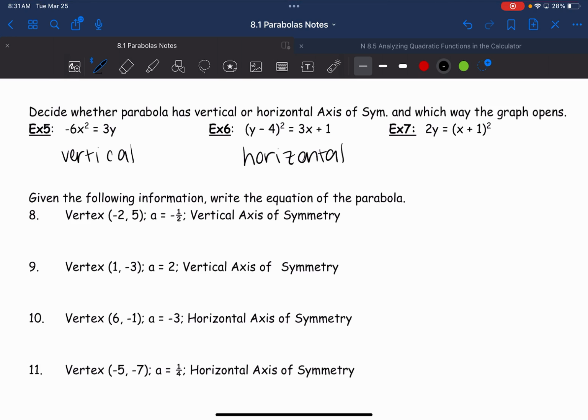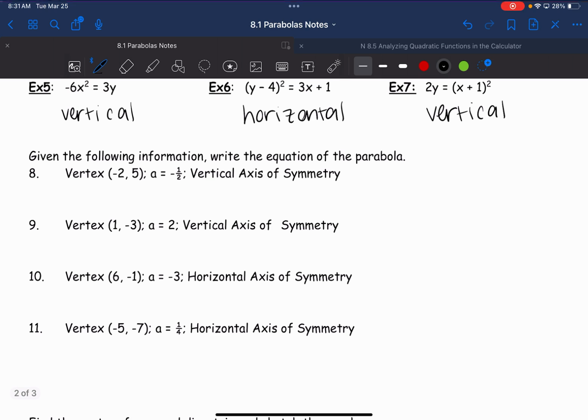And what about on example 7? Vertical, right, because we'd solve for y. All right, so now we can kind of predict which type of graph we should have. In the next section, they give you some information like the vertex, which remember is your h and k. So here they gave me h and k. They also gave me some a value. Remember, this is what goes out in front of your equation. And then they also told you if it is vertical or horizontal, right? So on example 8, they said it was vertical. That means y equals, right?